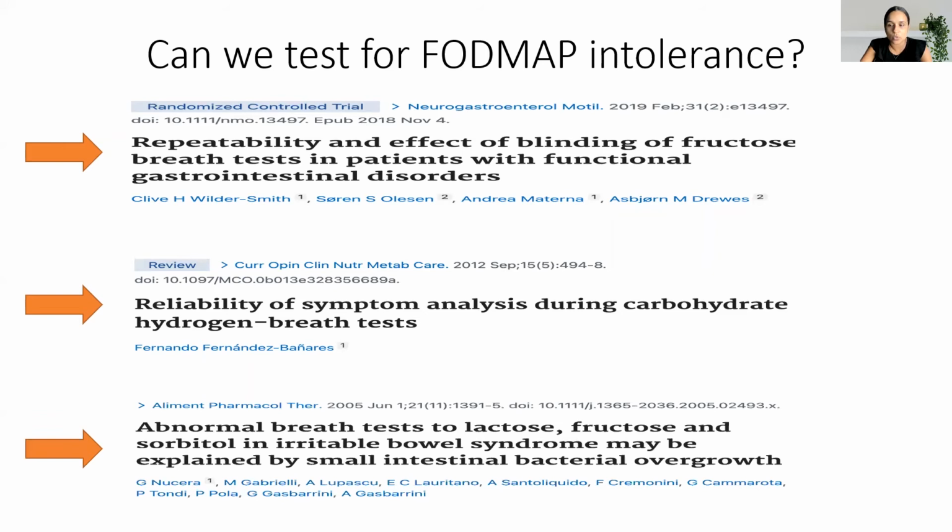Further, in IBS patients with small intestinal bacterial overgrowth, sugar breath tests may be falsely abnormal. And when small intestinal bacterial overgrowth was treated, the breath test actually normalized in the majority of patients, making these tests less reliable. Altogether, the evidence suggests that breath tests have limited value because they're not reproducible, and symptoms can occur in patients with and without malabsorption, and that you need to rule out small intestinal bacterial overgrowth in our patients before making clinical decisions around FODMAP diet in functional GI disorders in children.